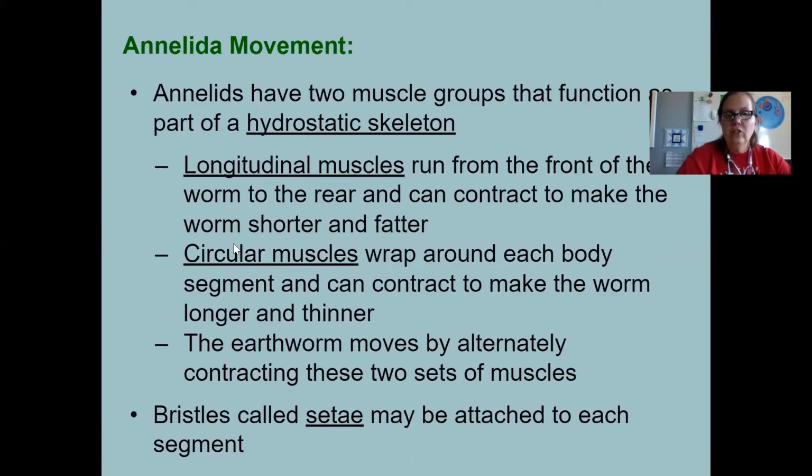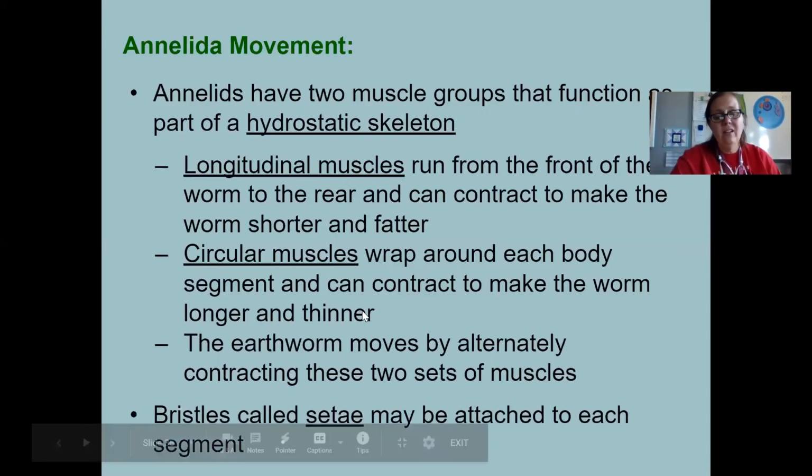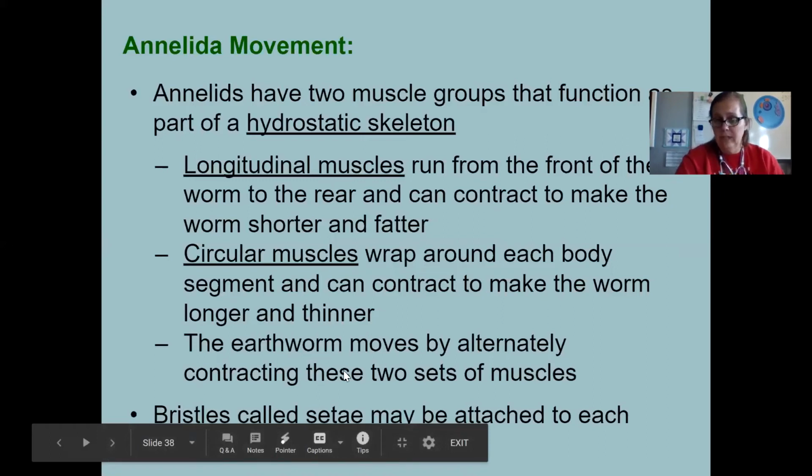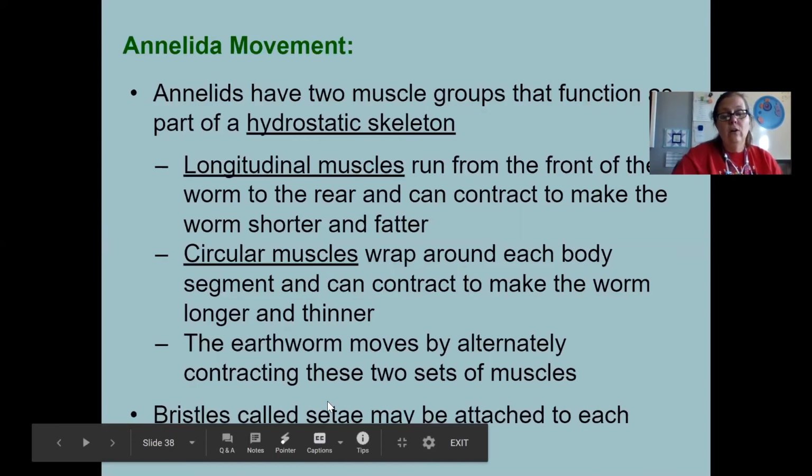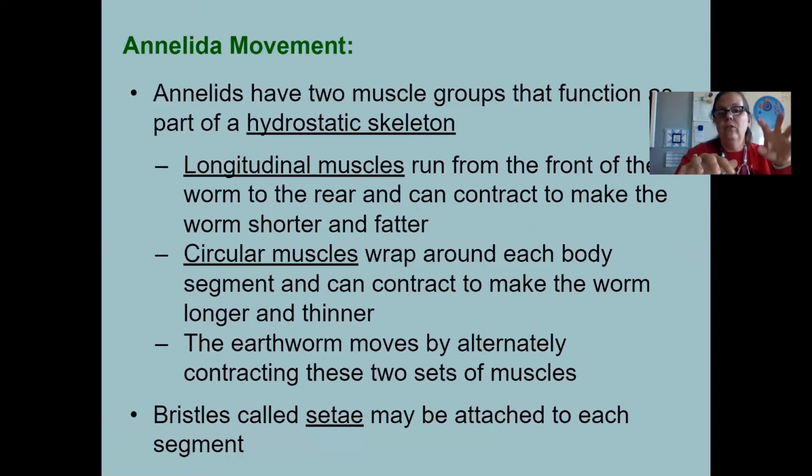The longitudinal muscles run the long way, from the front to the end, and can contract to make the worm shorter and fatter. And then there are circular muscles around the body, and those can make the worm very long and thin. That's how the earthworm moves, alternately contracting these 2 sets. And then there are setae on the bottom that are little bristles, and they help the earthworm move by almost grasping the dirt. I mean, they can't physically grasp, but they kind of grip the dirt, and then the muscles move the worm forward.